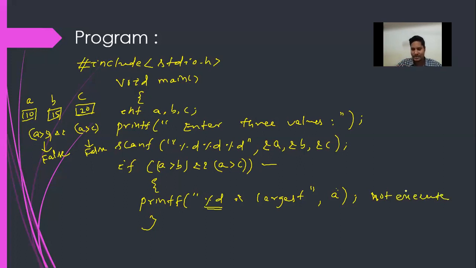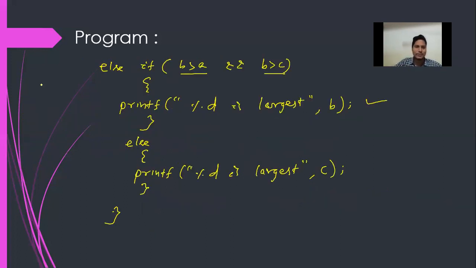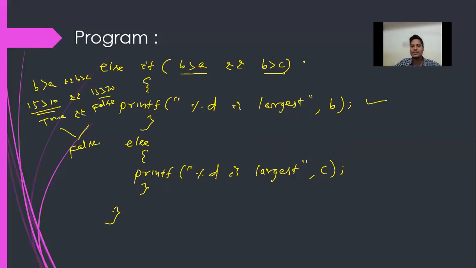Okay. So next, move to b greater than a and b greater than c. It means 15 greater than 10 and 15 greater than 20. So this condition is true, but this is false. So we know true and false will give us the false value. So this condition is false for this particular value. So this statement will not be executed.